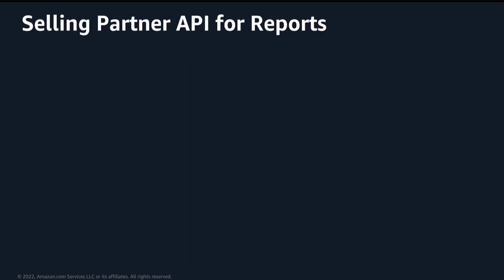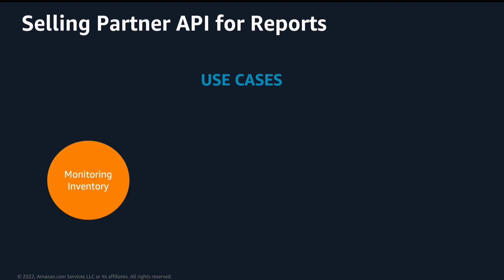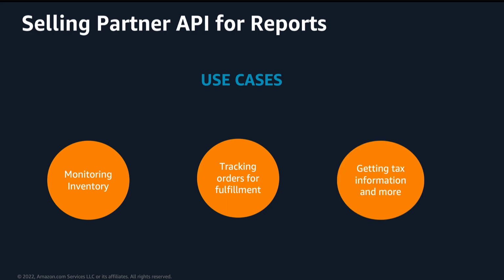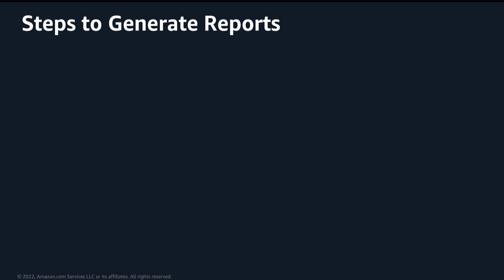If you haven't used reports before, Selling Partner API for Reports lets you retrieve and manage a variety of reports that can help selling partners manage their businesses. This API provides reports for a variety of use cases, including monitoring inventory, tracking orders for fulfillment, getting tax information, and much more. Now let's look closer into the report generation process.